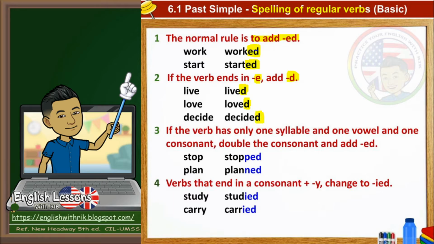Decide, decided. If the verb has only one syllable and one vowel and one consonant, double the consonant and add ed. Stop, stopped. Plan, planned. Verbs that end in a consonant and y change to ied. Study, studied. Carry, carried.